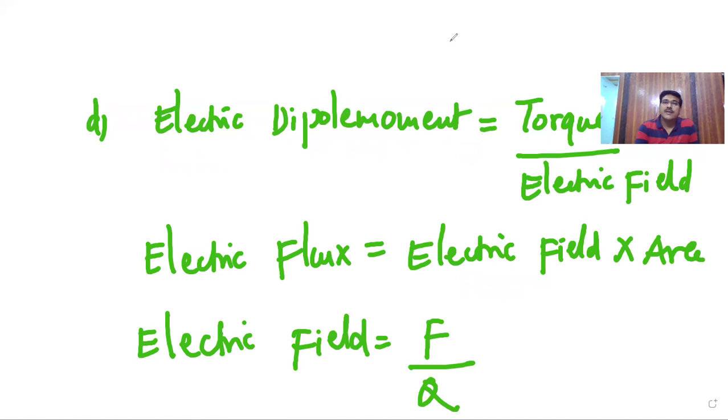Observe these three things. If you observe these three things, electric field is electric force per charge, and electric flux is electric field into area. Okay, and electric dipole moment is torque by electrical field. So one is dependent on the other. So all of them have different dimension formula. Since by simple mere observation, we can easily find out all have different dimension formula. There is no need to find out the dimension formula of each quantity. Just observation only gives us the clue. Clear? So this is the correct option for the above question.